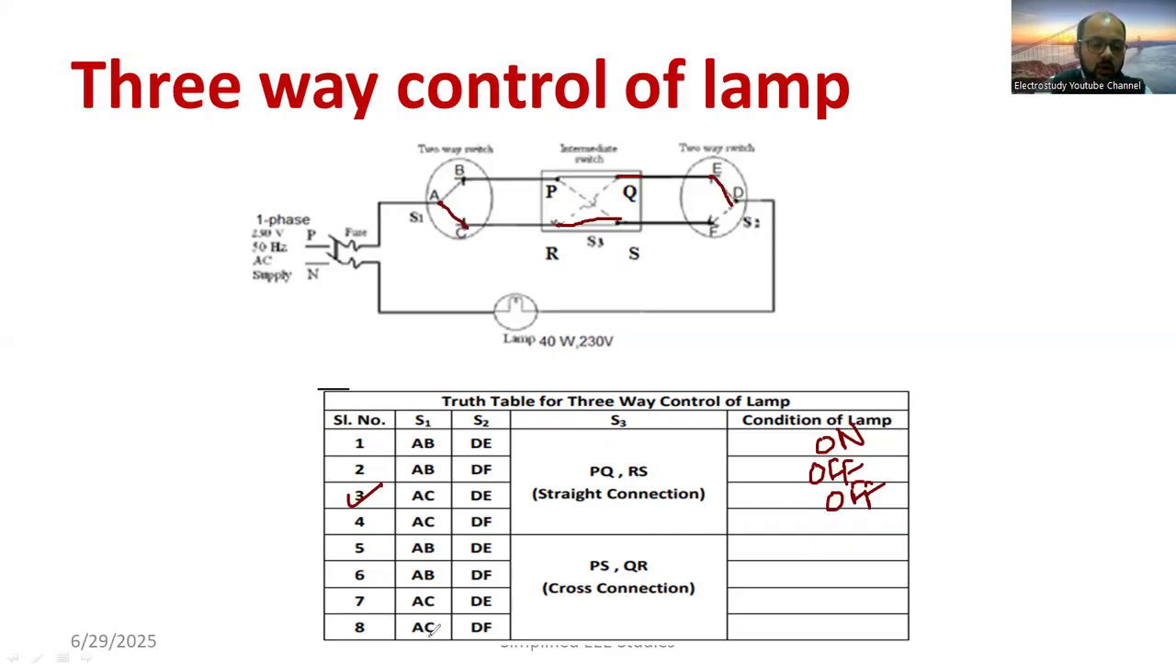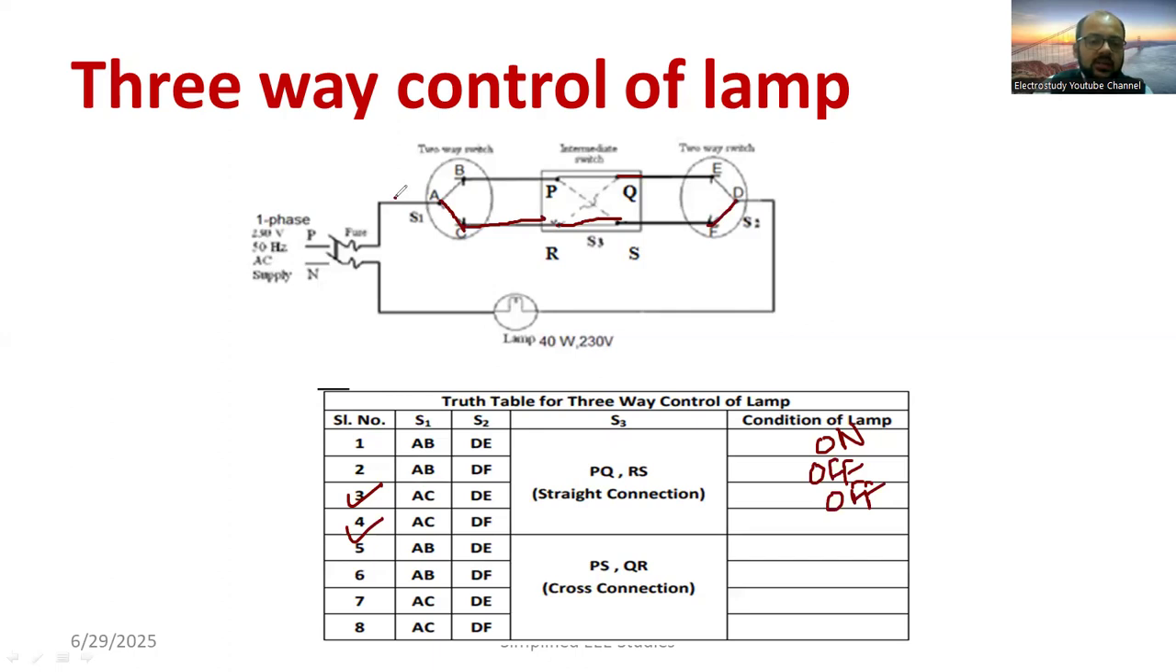Now I'll be talking about serial number 4. Let me rub the screen so that you can understand it properly. The fourth condition I want to verify is AC and DF. If it is AC and DF, what will happen?